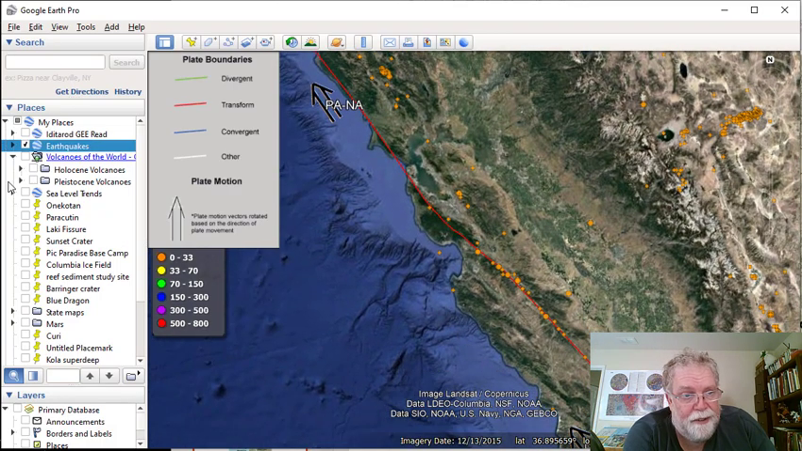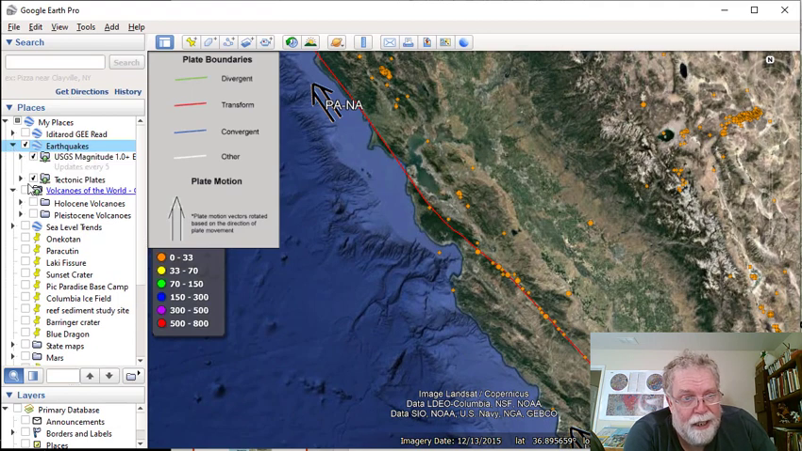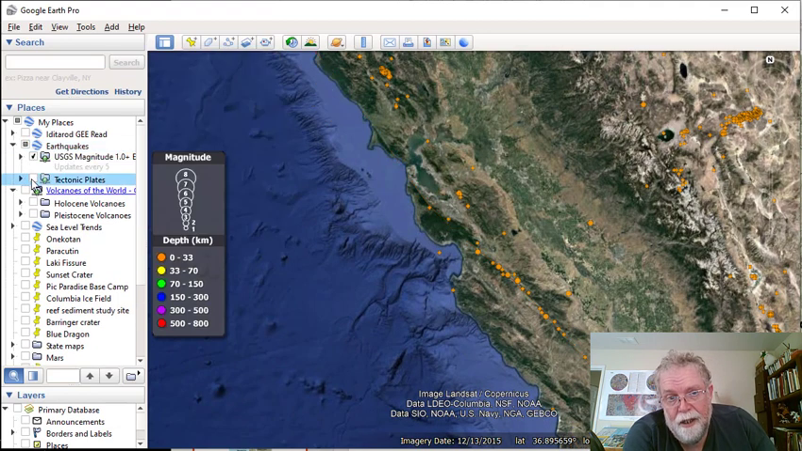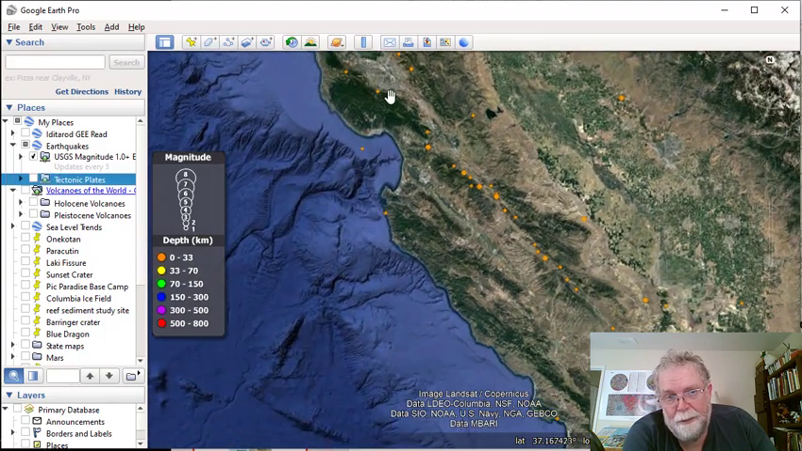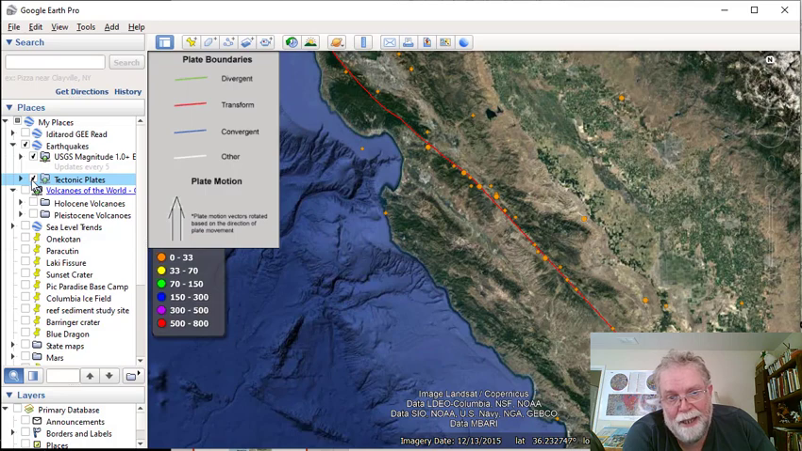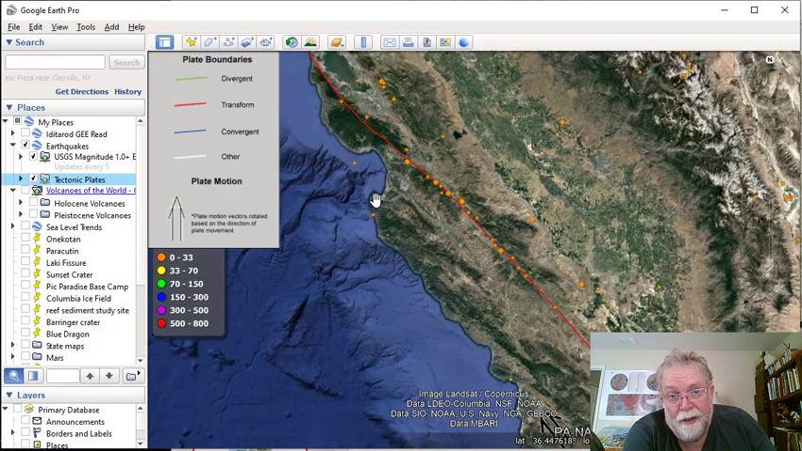Let me take out the plates. See, even if you didn't have the plate boundary, you could find the San Andreas Fault, right? These earthquakes are all lined up right along it, right? If I put the plate back in, you can see the red line there with those earthquakes lined up right along it, right? You're getting that now.